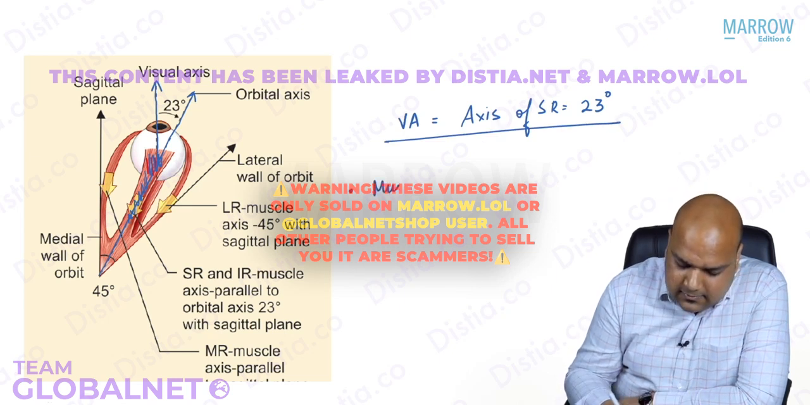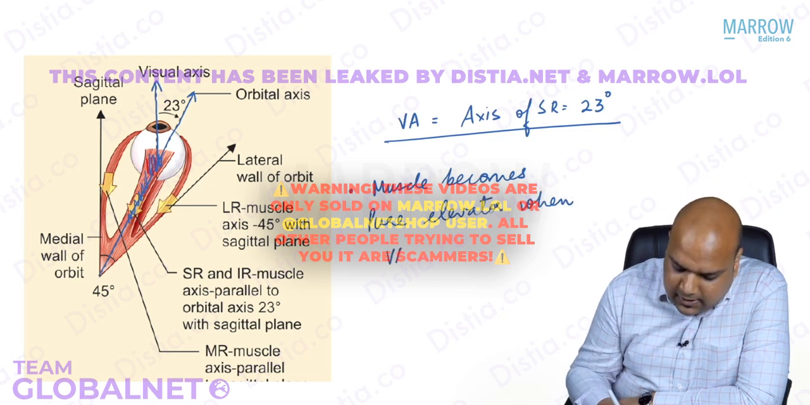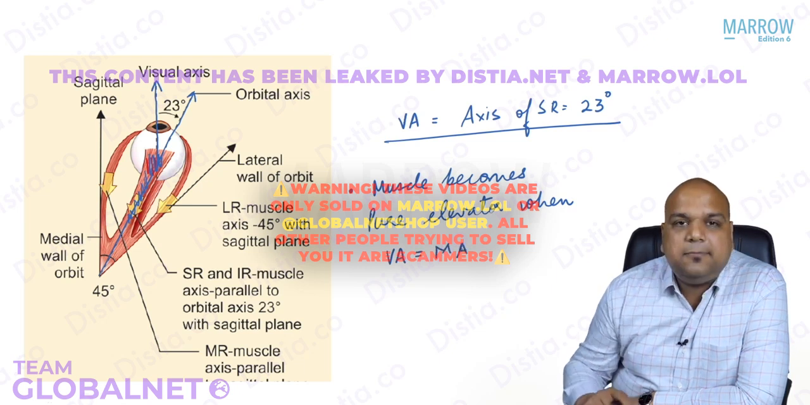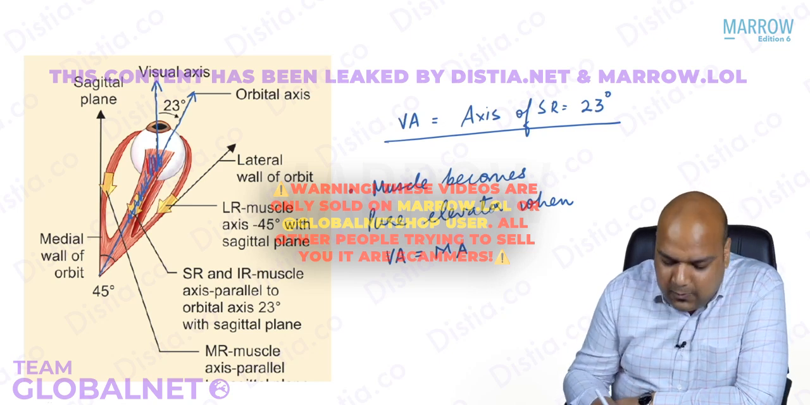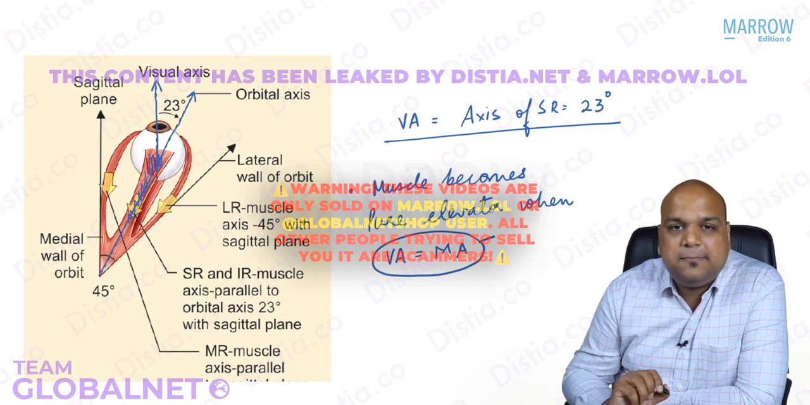The muscle becomes a pure elevator when the visual axis is equal to the muscle axis. Okay, everybody? Visual axis is equal to muscle axis.